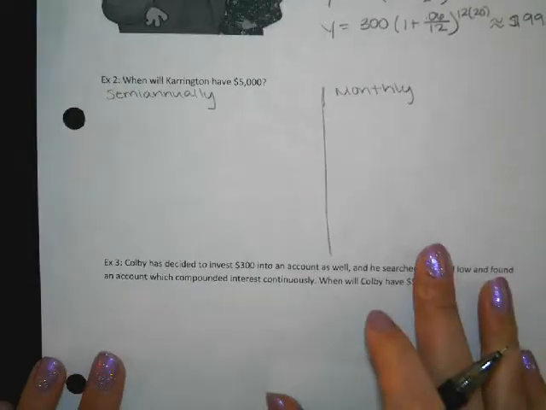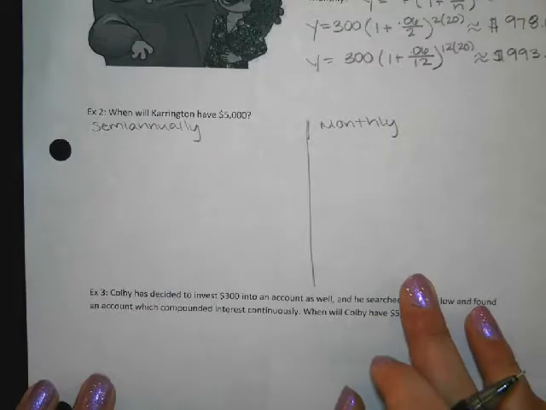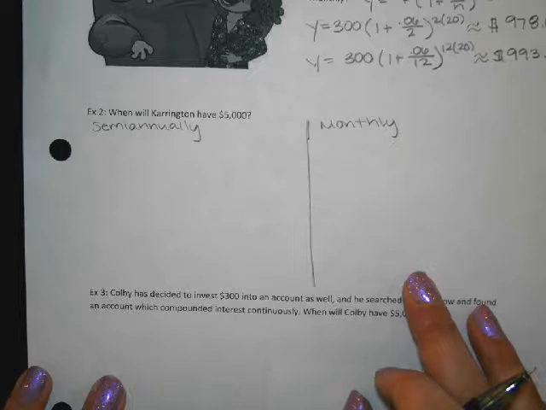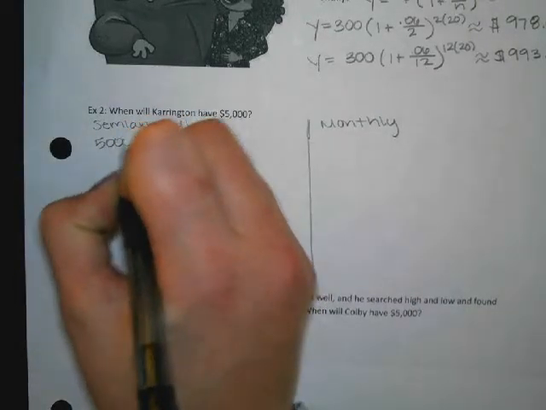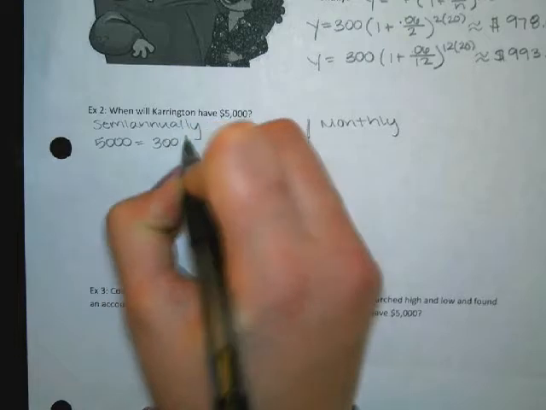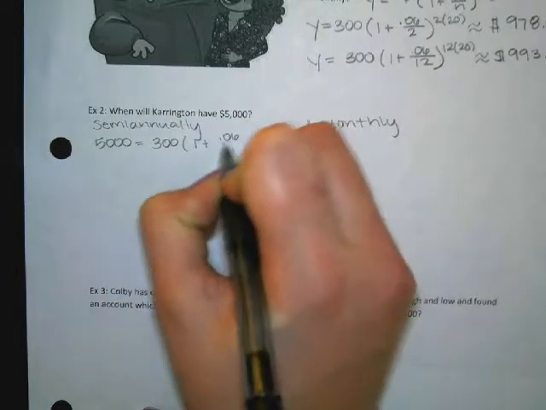All right. So what changes about the problem now that I know I want to end up with $5,000 and I don't know how long? Yes? Instead of the Y, you can plug in $5,000. Okay. And then what else? Your time. Yeah. Value. Yes?